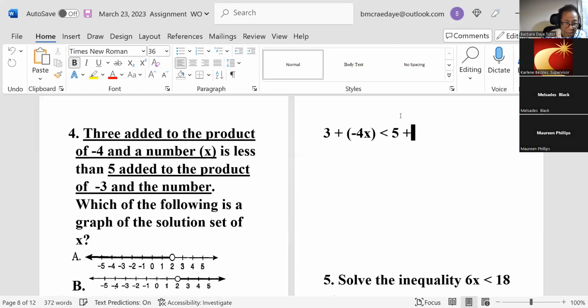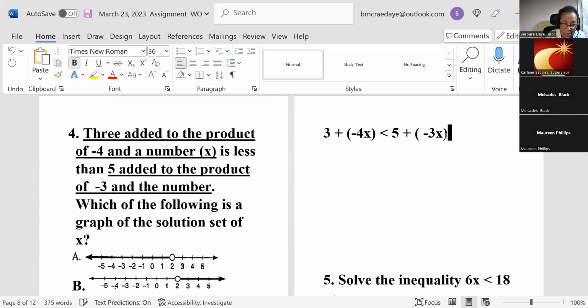5 plus. Now, the product of -3 and a number. So I'm going to put down -3 and the number. So it's the same numbers here. So that would be what? The X. That's it. Okay. So I'll just put it in parentheses just for clarity. There we go.